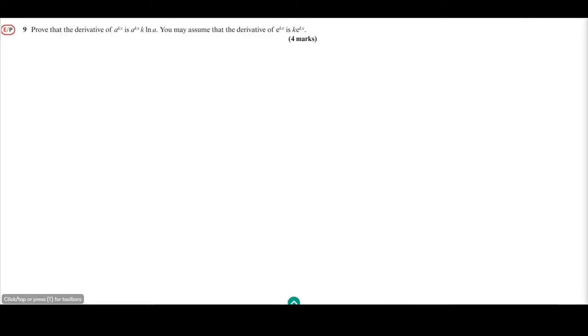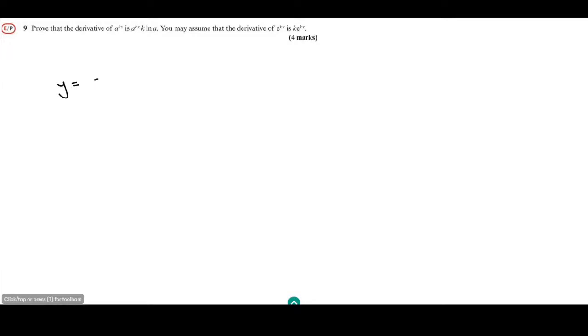Moving on to question 9. Prove that the derivative of a to the kx is a to the kx times k ln of a. You may assume that the derivative of e to the kx is k e to the kx. Okay, so this one can be a bit tricky, but once you understand the method, it's quite easy to understand.